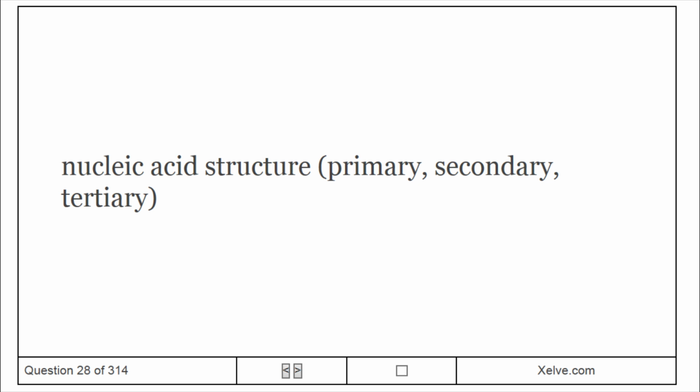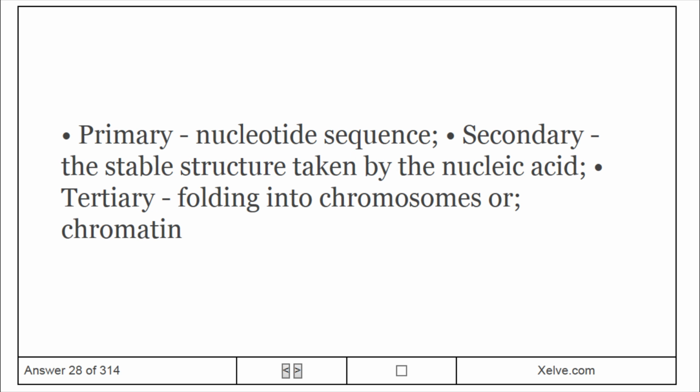Nucleic acid structure. Primary: nucleotide sequence. Secondary: the stable structure taken by the nucleic acid. Tertiary: folding into chromosomes or chromatin.